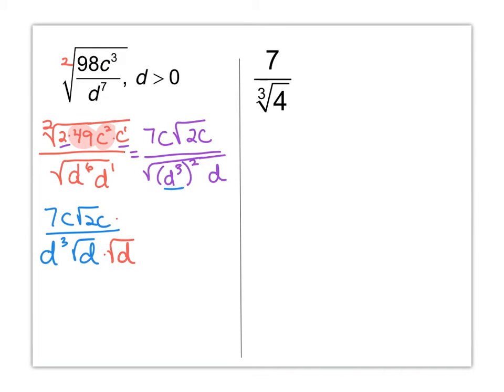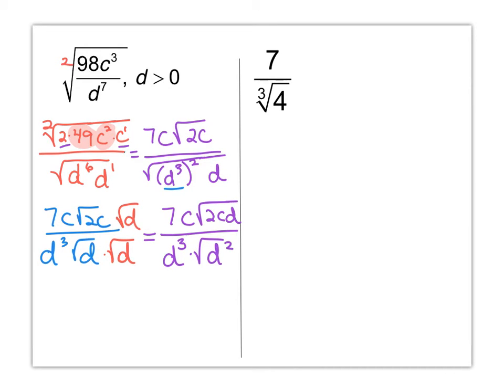And whenever you multiply the denominator by something, you want to also multiply the numerator by the same value. When we simplify the numerator, we have 7c times the square root of 2c times the square root of d. We can write this as the square root of 2cd, all as one radical. In the denominator, we have d cubed times the square root of d squared.